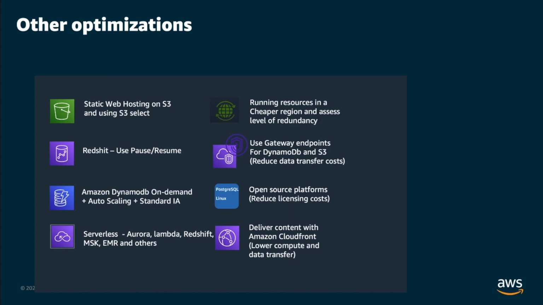You can also use gateway endpoints. Gateway endpoints are free and will reduce your transfer cost. Another option is to use open source platforms, like moving away from Oracle and Microsoft licensing to open source, and use CloudFront, because if you put CloudFront on top of your EC2, you will save on compute and data transfer costs.